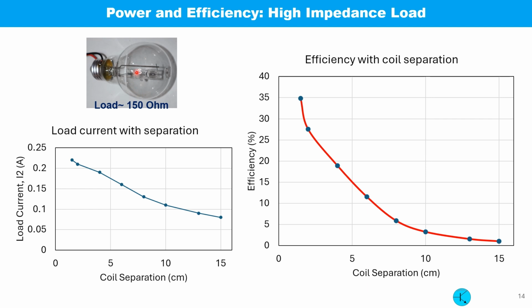For the 115-volt lamp as a load on the secondary side, as the coil separation is decreased, the lamp current increases monotonically. No peak in the middle is seen. Efficiency also increases with decreasing coil separation, and maximum efficiency found was 35% for a minimum separation of 2.5 centimeters.